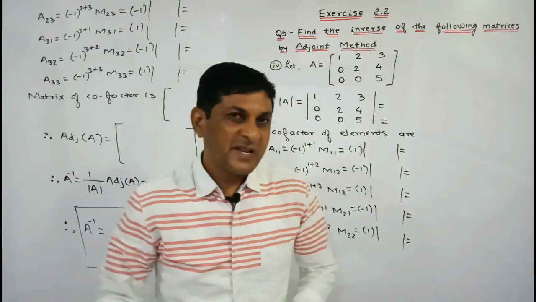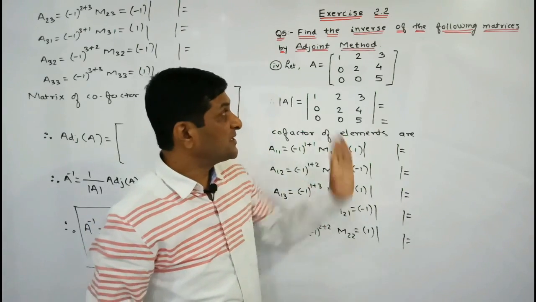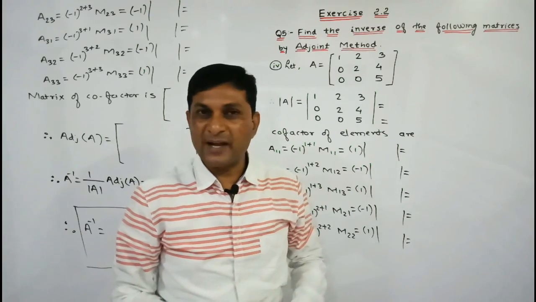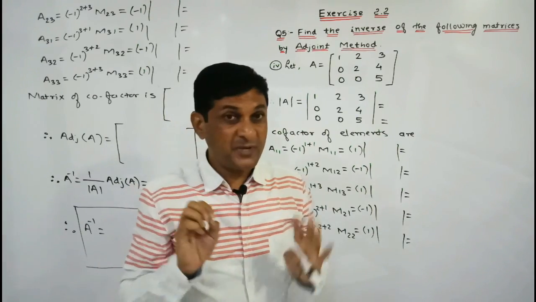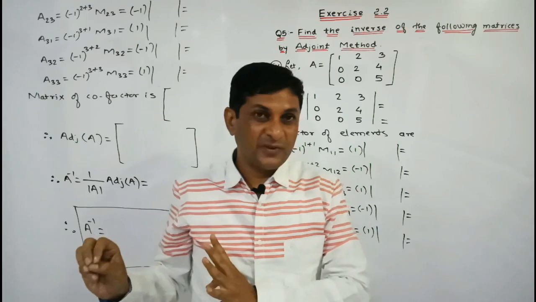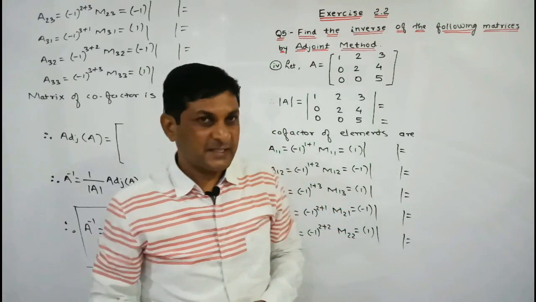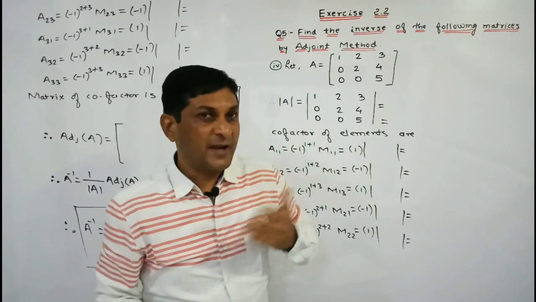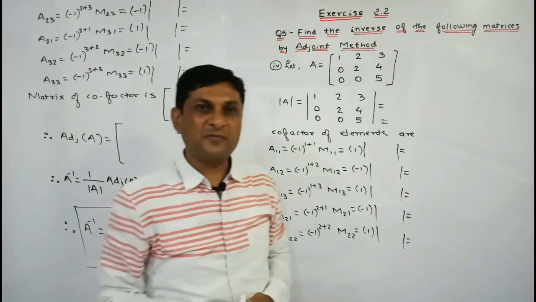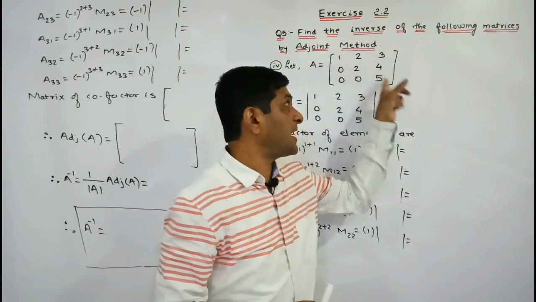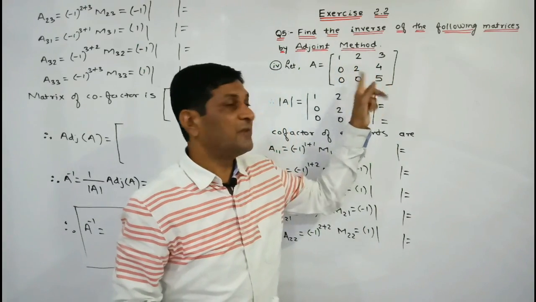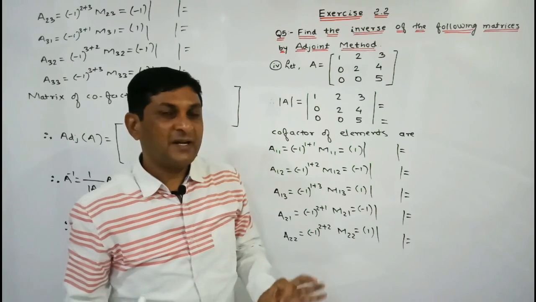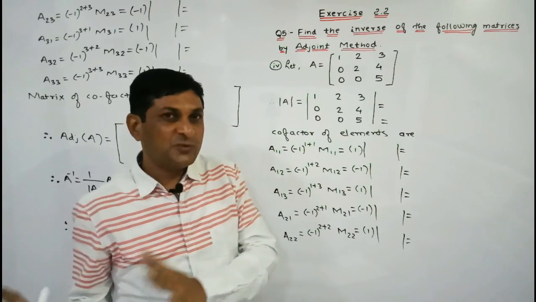Now see example number 4. Here also we can observe that the matrix is an upper triangular matrix, because all the elements below the diagonal elements are 0. In short, we are finding the inverse of an upper triangular matrix, isn't it? In case of an upper triangular matrix, lower triangular matrix or diagonal matrix, just remember that the value of the determinant is the product of the diagonal elements. 1 into 2 into 5 will be equal to 10. Directly we are able to find the value of the determinant using this shortcut method.